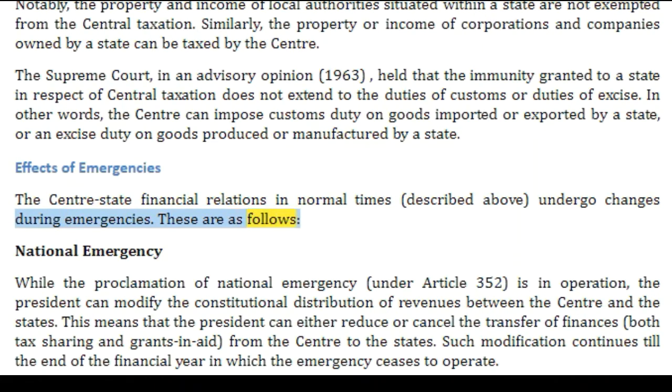These are as follows. National emergency. While the proclamation of national emergency, under Article 352, is in operation, the President can modify the constitutional distribution of revenues between the center and the states. This means that the President can either reduce or cancel the transfer of finances, both tax sharing and grants-in-aid, from the center to the states. Such modification continues till the end of the financial year in which the emergency ceases to operate.